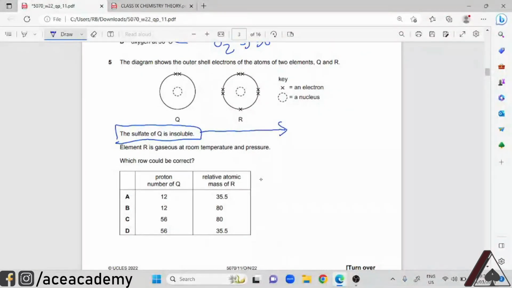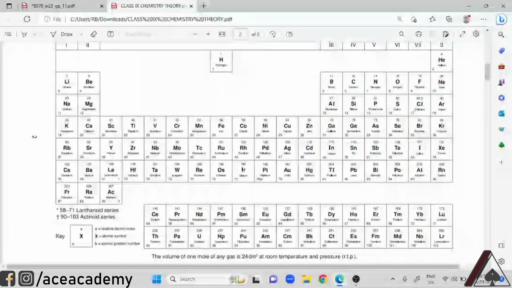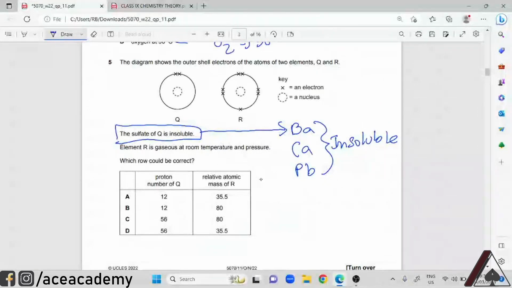We know that for sulfates, according to the solubility chart, barium, calcium, and lead are insoluble. So from here, it has to be something like barium, calcium, or lead. We know that the proton number for barium is 56, and it is pretty obvious that the option lies somewhere in between option C and option D.